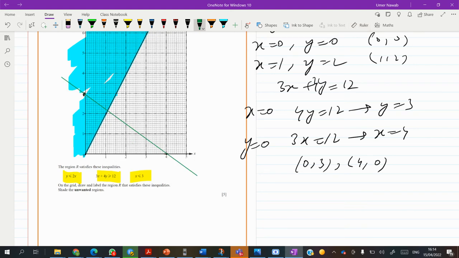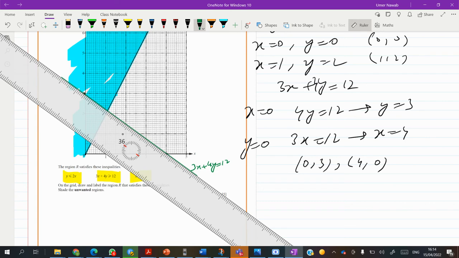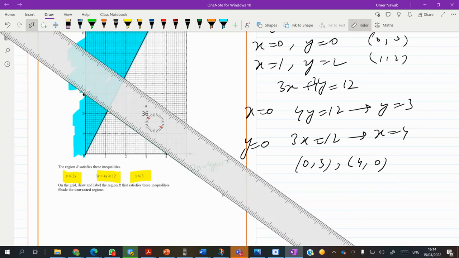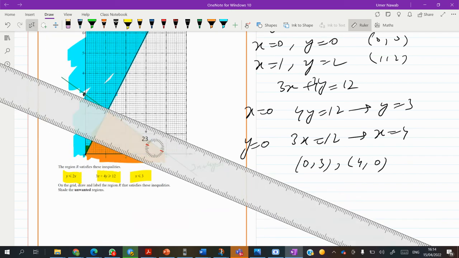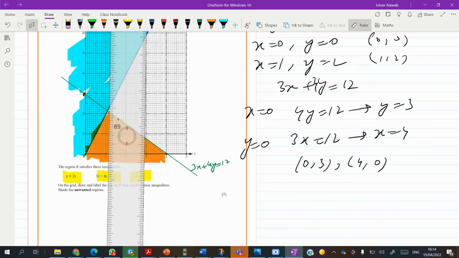The equation of this line is 3x plus 4y is equal to 12. Y greater than or equal to, the above portion is wanted, the below portion is unwanted. So I'm going to just shade the below portion. And x is equal to 3, where it is. This is x is equal to 3. So draw this line, a solid line it is.